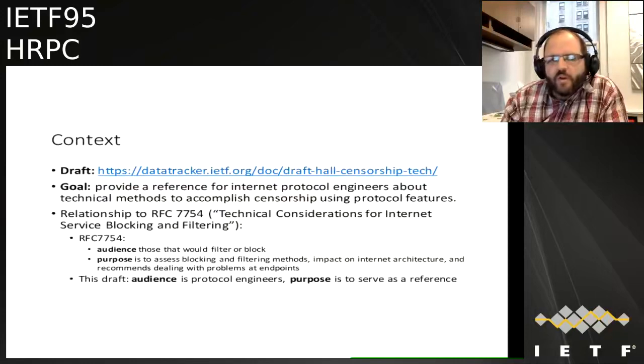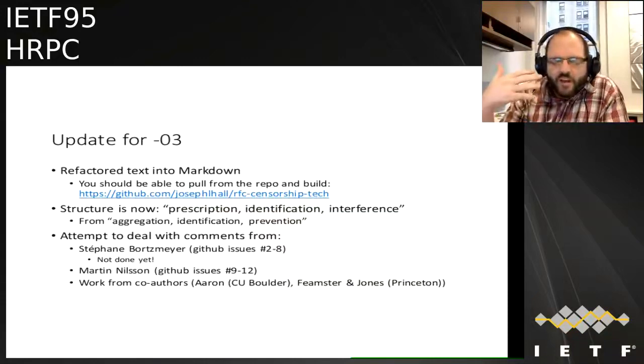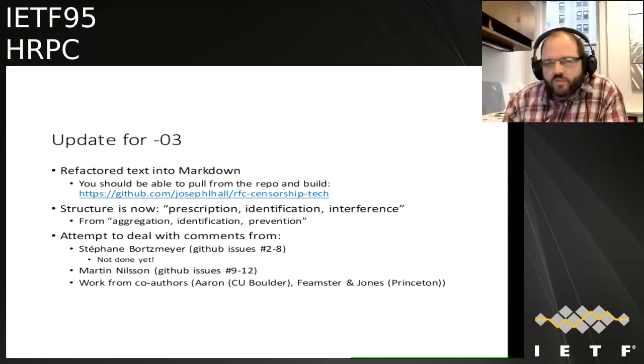Maybe it's up. There we go. Okay, so just a brief recap. The 03 draft was essentially an overhaul, and there's going to be another one, as I'll tell you on the next slide. For this update, one of the things I've learned quickly is that you get a lot more potential co-authors if it's not in IETF RFC XML. So I refactored it all into Markdown. You should be able to pull from that GitHub address and build it. If you can't, let me know, file an issue, and we'll fix it.